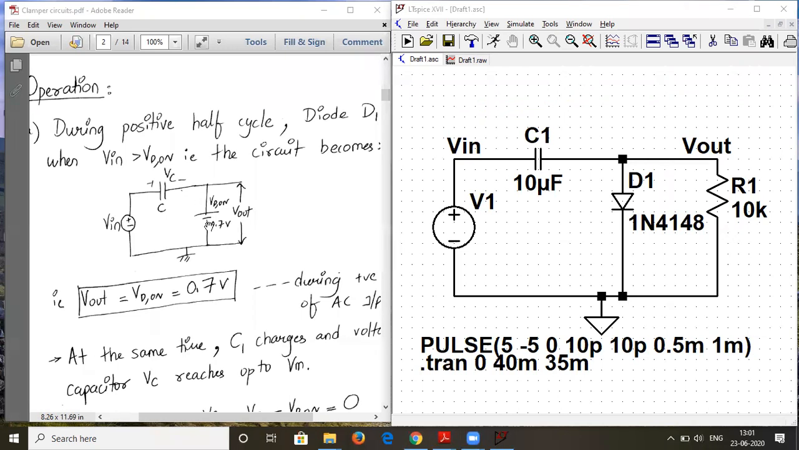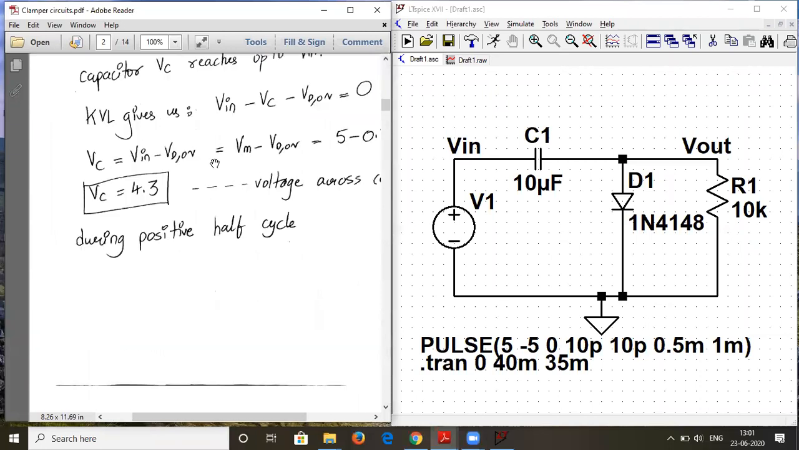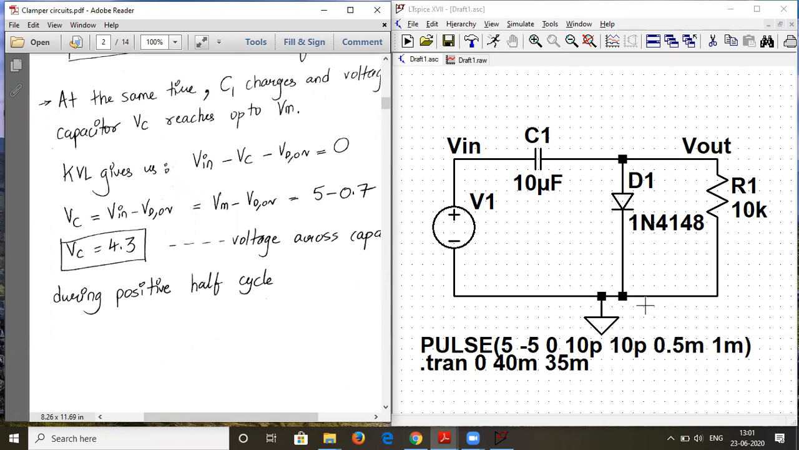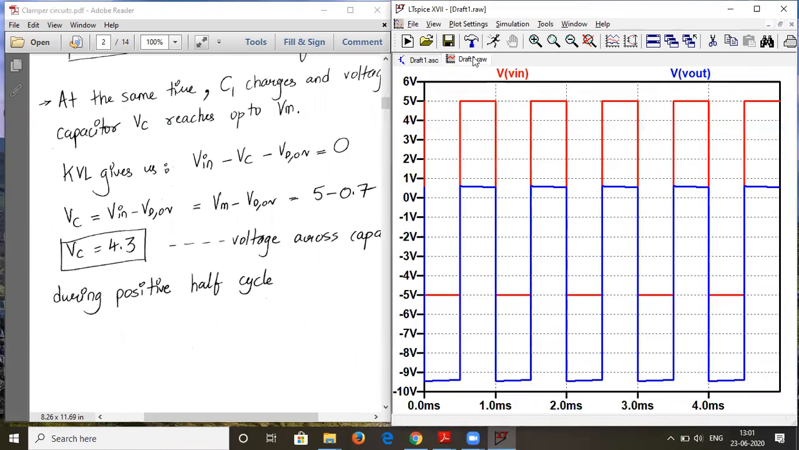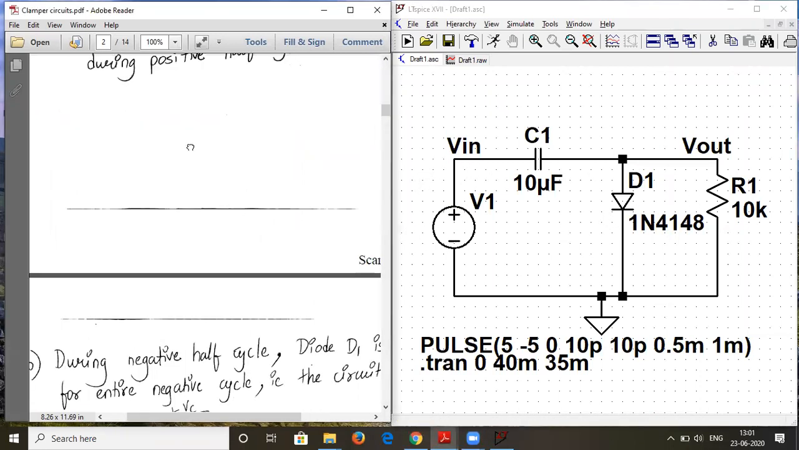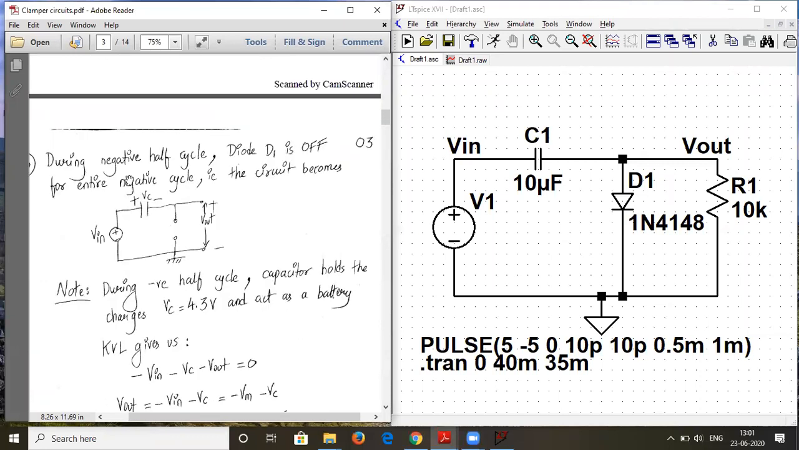Okay, fine. Now let us go back to the other section, that is when the diode is off. Now we know that the diode will be off whenever V in is below VD on. So during the entire negative half cycle, the diode will remain automatically off because V in is below zero. Whenever V in is below zero, this diode will never turn on. So let us now see this. During the entire negative half cycle, the diode is off for the entire duration.